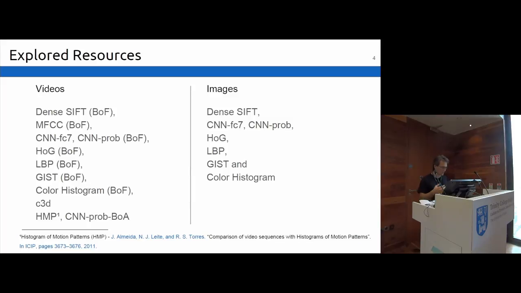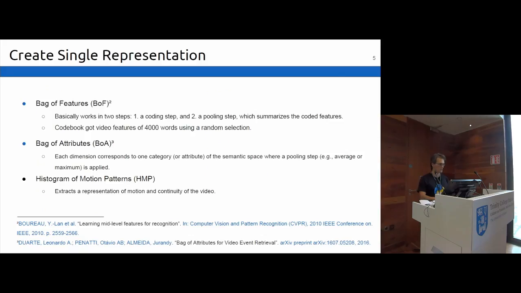To begin, the frame-based features were transformed into a single representation using a bag of features approach. And we extracted an HMP feature, a histogram of motion patterns. It tries to get a flow or continuity from the video. We also used BOA, which is similar to bag of features, but it's a bag of attributes. I will explain it in the next slide.